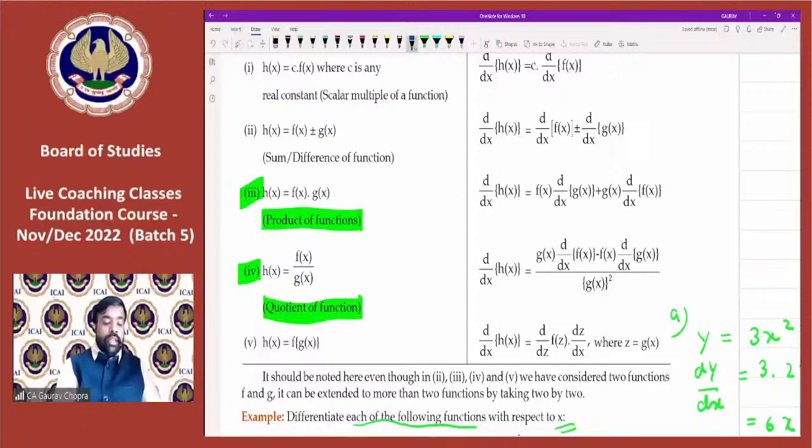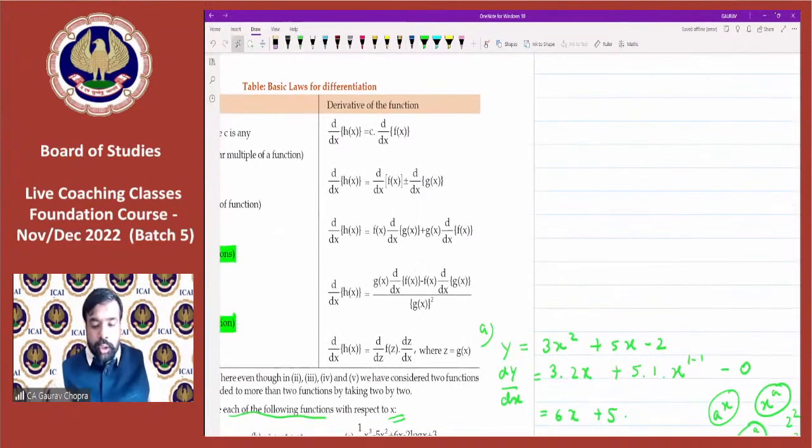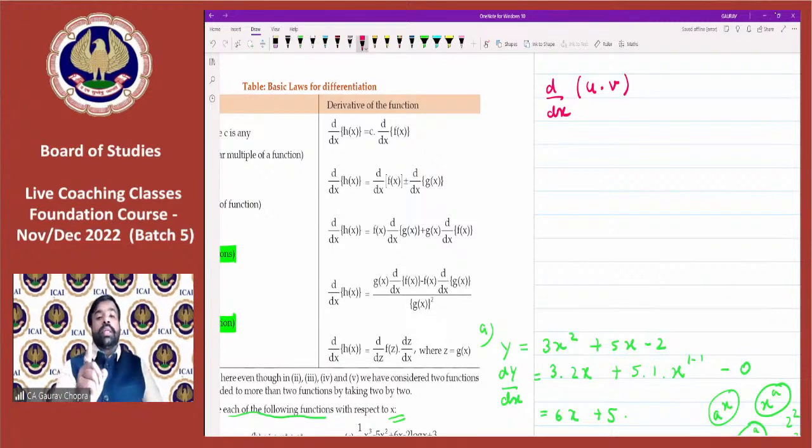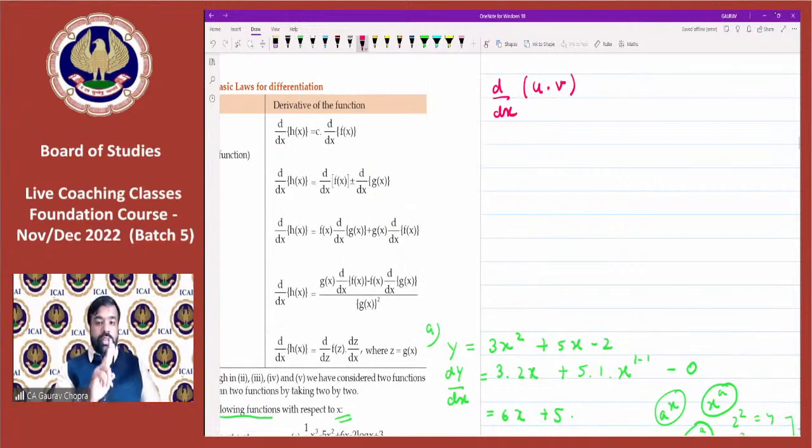to apply the product rule, whenever two functions are getting multiplied with each other, like h(x), the total function, is equal to f(x), the first function, multiplied with g(x), the second function. We can also write in a shorter manner like d by dx of u into v. U means the first function. V means the second function.